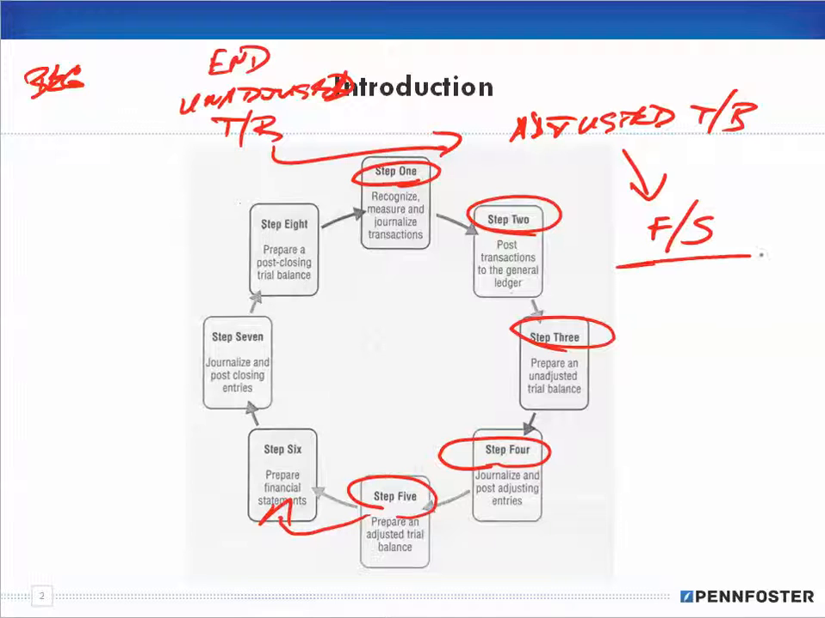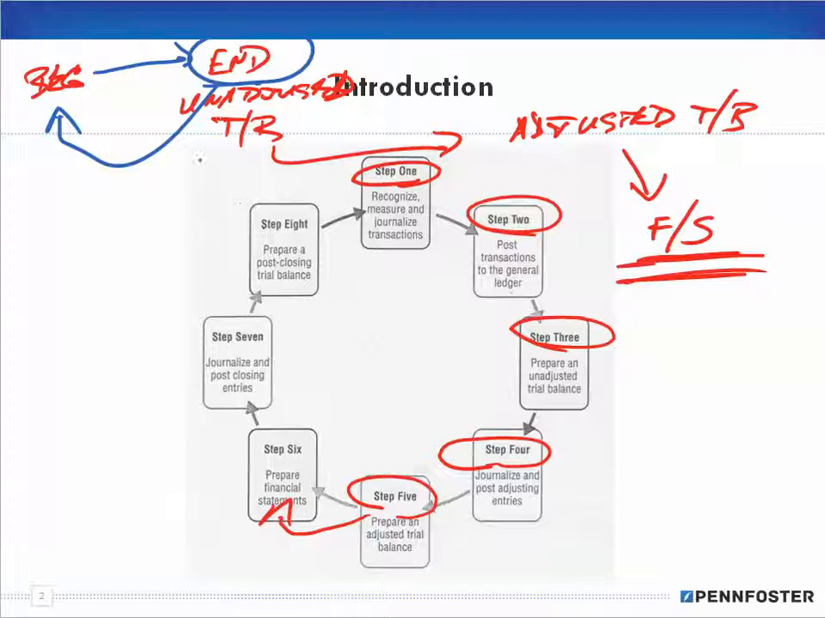And once we have those financial statements, now we have to prepare our books for the next accounting period, because remember, whatever our ending balances are at the end of the accounting period become our beginning balances for the next accounting period. That's circular, right? Beginning goes to the end, then becomes the beginning, more transactions, and it just goes around and around and around.